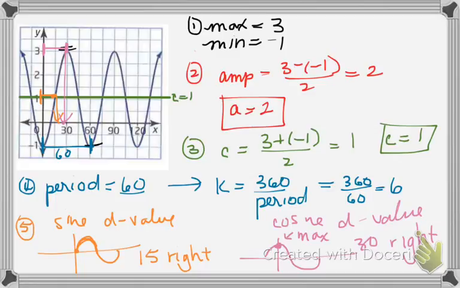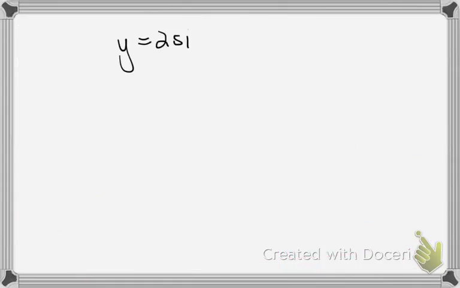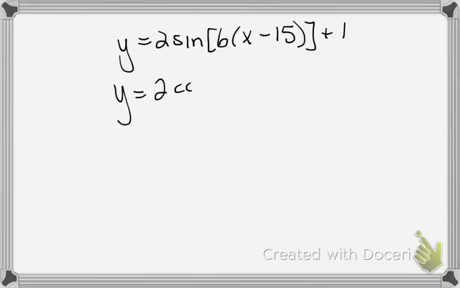So we're just going to put all of this together into our equations. Let's start with sine. y equals, a we found to be 2, sine, k we said was 6. The phase shift for sine was 15 right. And our c value was 1. The only difference between sine and cosine ever is the d value shift. And in this case, this one was 30.